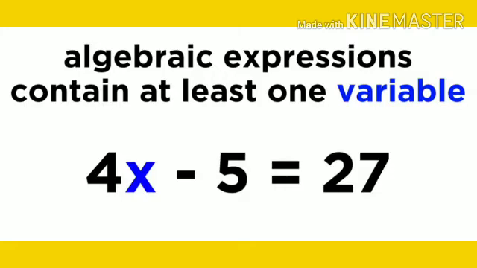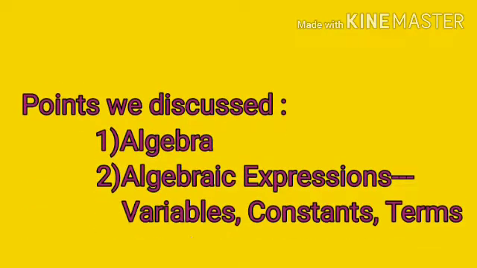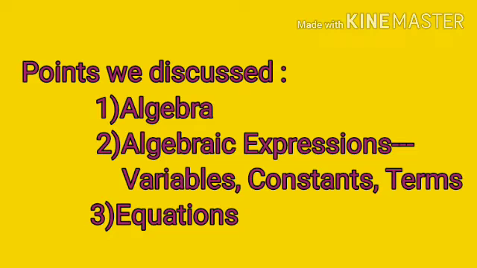Here you can see the equal to sign. So this is an equation having only one variable. Understand children? So this is an equation. Remember the points we discussed. What do you mean by algebra? What do you mean by algebraic expressions? And there we studied variables, constants, what are terms, and finally we studied about equations.